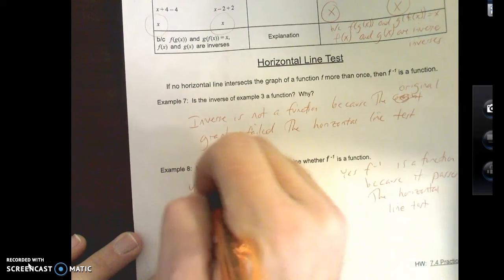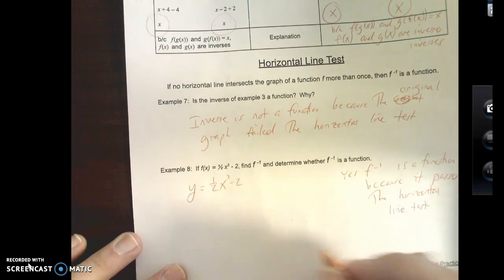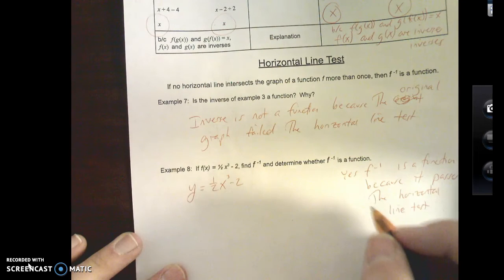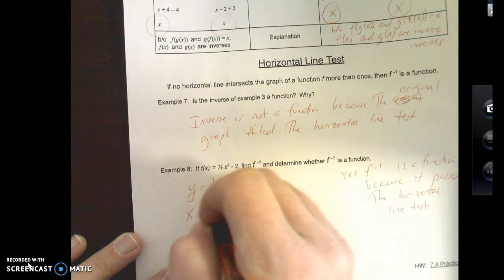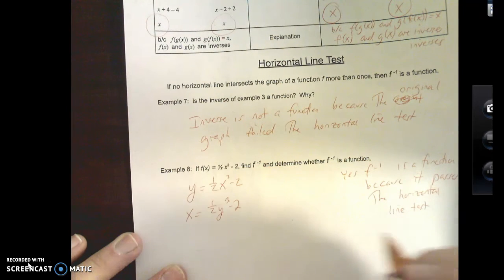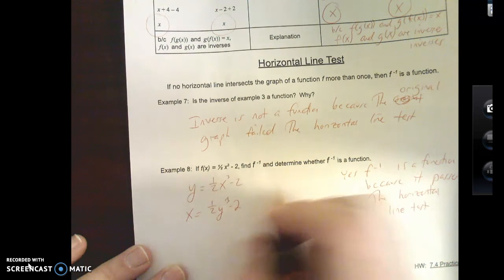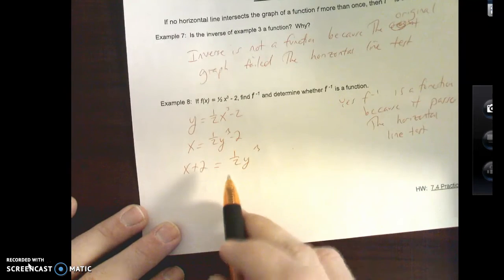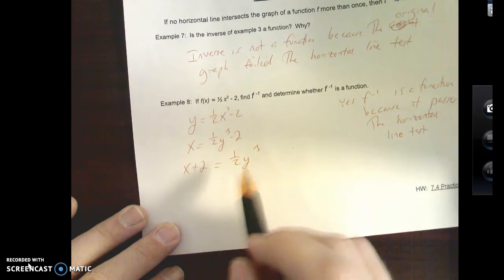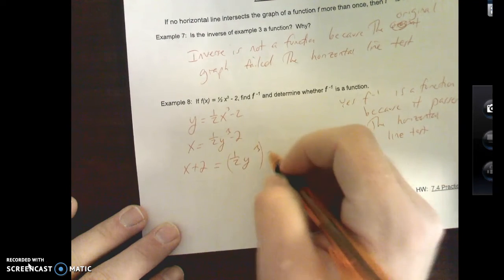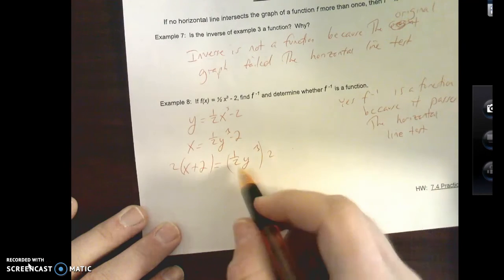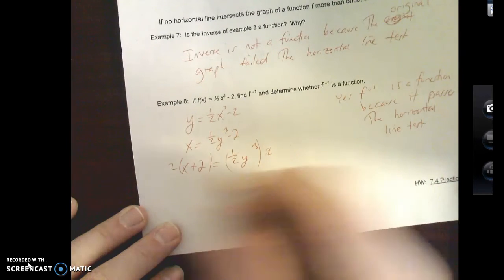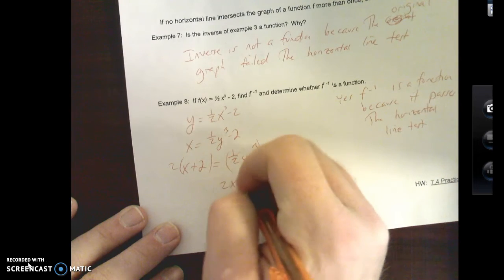When this says f of x, we can replace that with y equals. All right, so 1/2 x cubed minus 2. I'm going to replace the x and the y like we did in the front. So x equals 1/2 y cubed minus 2. I'm going to add 2 over. x plus 2 equals 1/2 y cubed. Now, think about what's next here. The opposite of dividing by 2 is to multiply everything by 2. So that'll cancel out the 1/2 on this side. And over here, I'm going to get 2x plus 4.